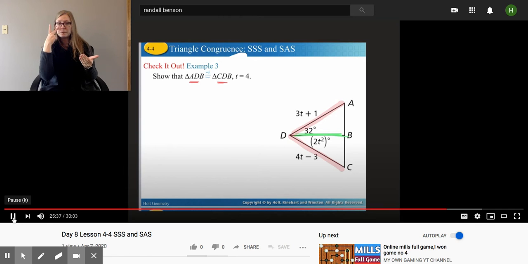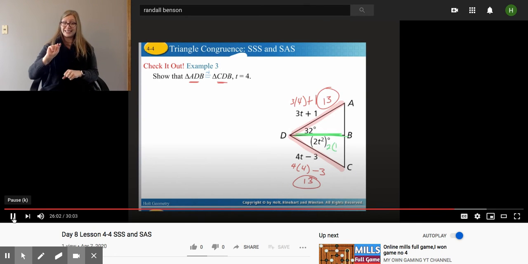So I'm going to put t as 4. 3 times 4 plus 1 is going to be 13. And so I should also get 13 when I do 4 times 4, which is 16, minus 3, and I do. So those are congruent. And then I just have to check that when I put 4 in, if I square 4 and then double it, I get 32. So 2 times 4 squared, which is 16, that is 32. And so this matches as well.